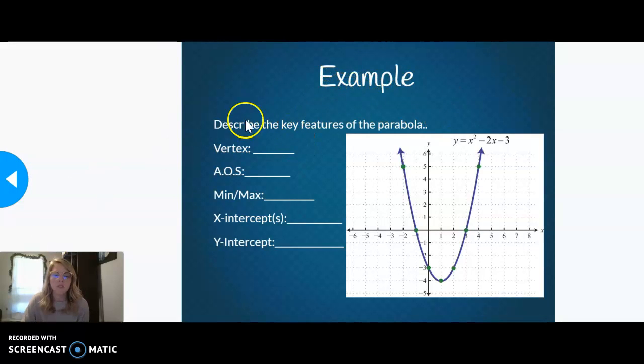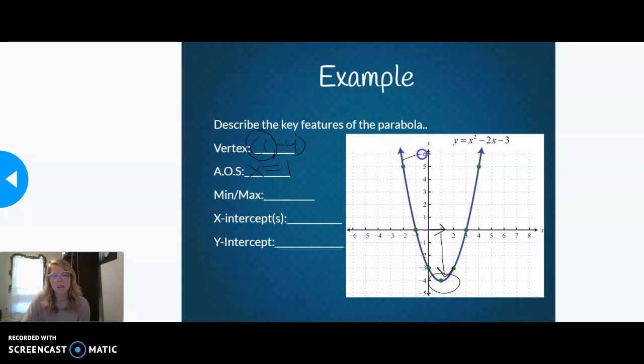So our first example, describing this vertex. If we look for our vertex from the origin, we're going to the right 1 and then down 4. So that vertex would be located at 1, negative 4. Our axis of symmetry, look at the x coordinate of your vertex. So our axis of symmetry would be located at x equals 1.